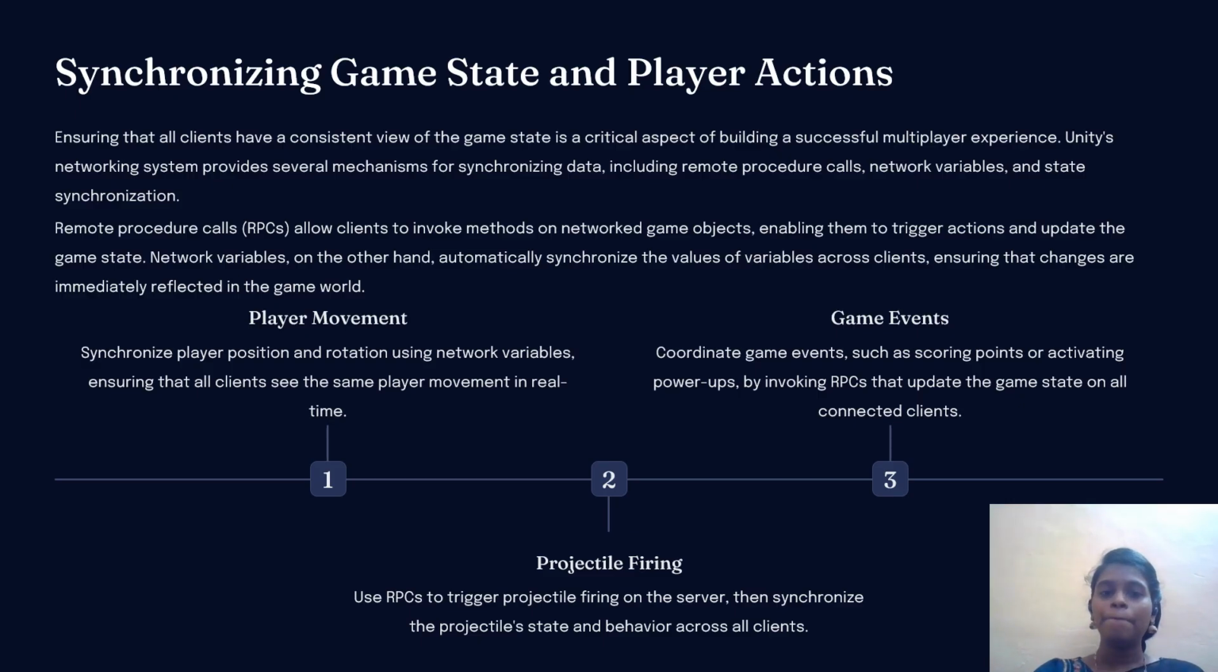First is player movement, second is projectile firing, and third is game events. Player movement synchronizes the player positions and rotations using network variables, ensuring that all clients see the same player movements in real time, as in a 12 player game where different actions are synchronized with each other. Second, projectile firing uses RPCs to trigger projectile firing on the server, which synchronizes the projectile states and behavior across all clients.